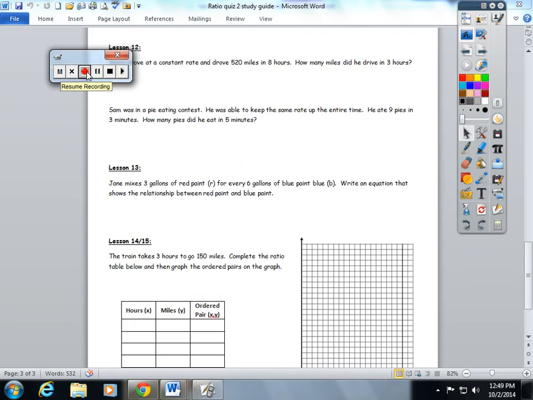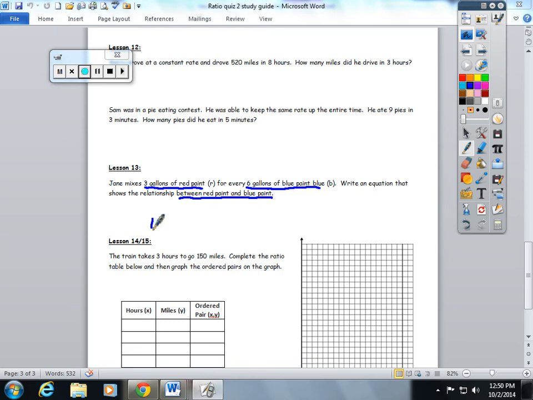Now I have Anna and Julia helping us with lesson 13. Anna is going to do the talking, Julia is going to do the writing. Jane mixes 3 gallons of red paint for every 6 gallons of blue paint. Write an equation that shows the relationship between red paint and blue paint.